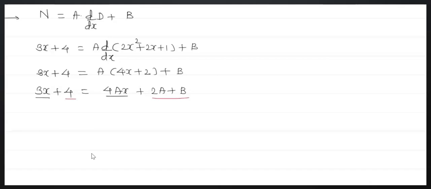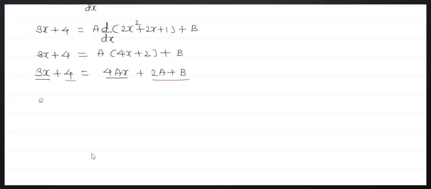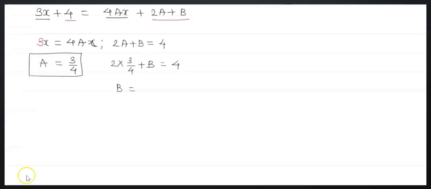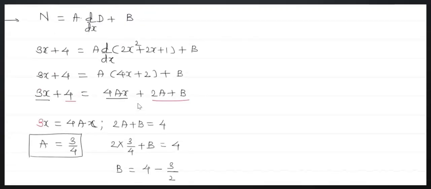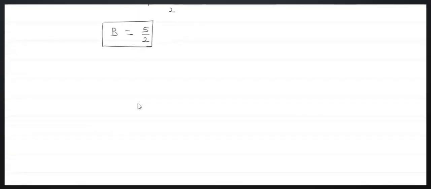that is 2a plus b is equals to 4. This is the value of a. Substitute here. That is 2 into 3 by 4 plus b is equals to 4. Therefore, b is equals to 4 minus 3 by 2. That is equals to, b is equals to 5 by 2. These are the values of a and b.